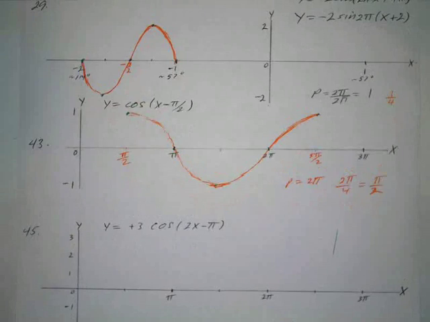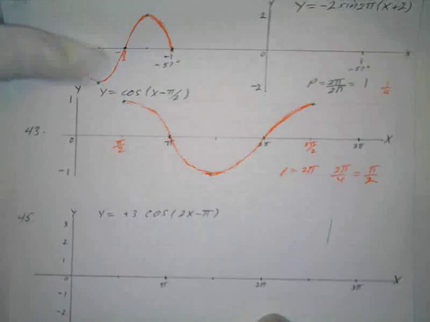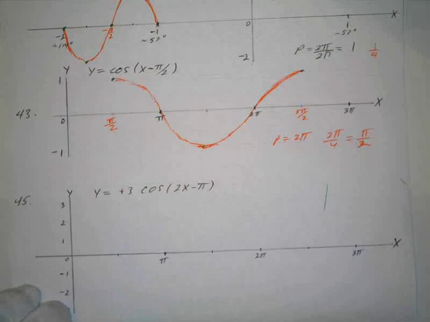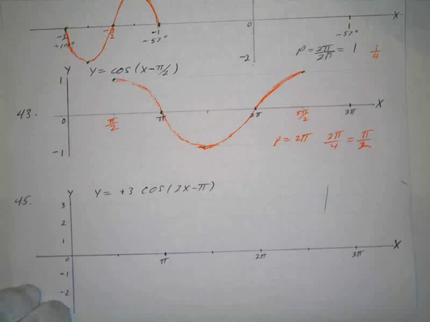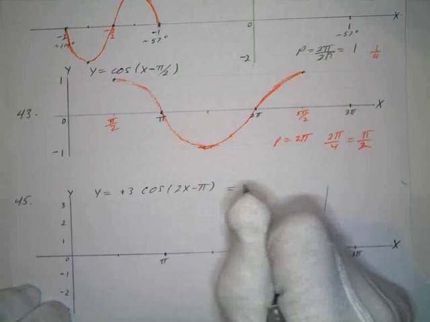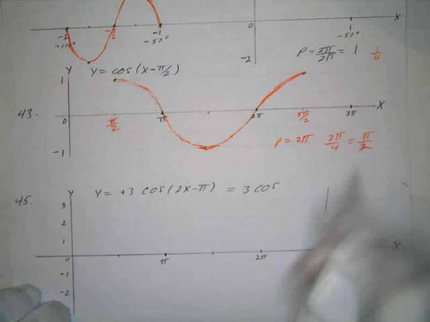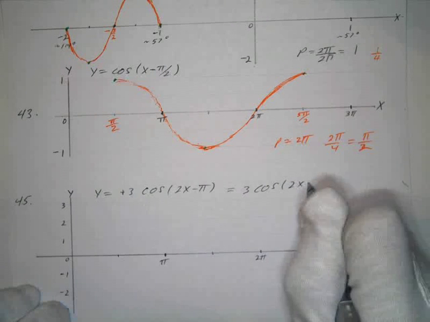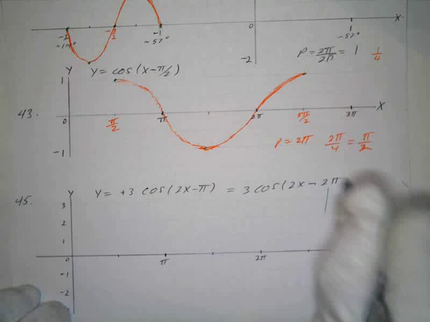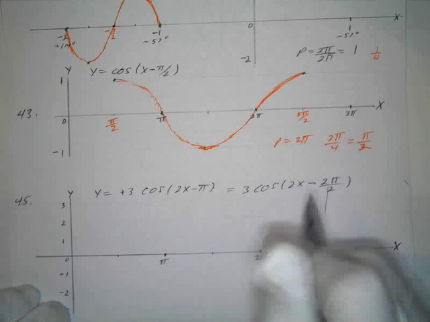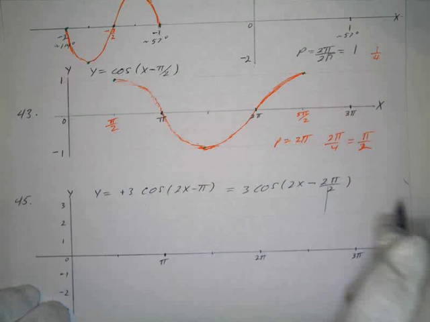Okay, then 45. Let's think about 45 now. We've got an amplitude of 3, so we're going to go up 3, down 3. And then we've got some kind of shift here, but I got a 2 in front, so I'm going to have to fix that. I'll write it over here as 3 cosine, and I'm going to get out the 2, so I'll write this as 2x minus 2 pi over 2. I'll multiply the top and the bottom by 2.